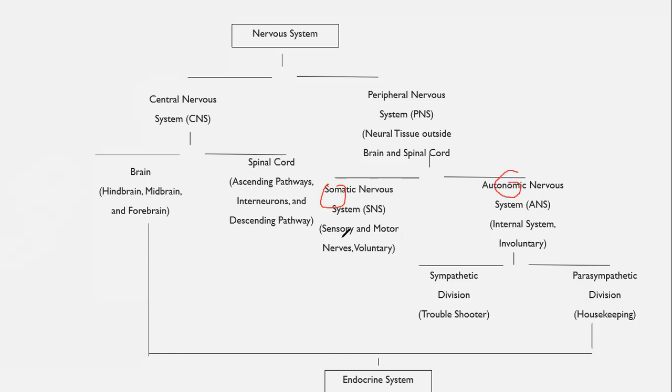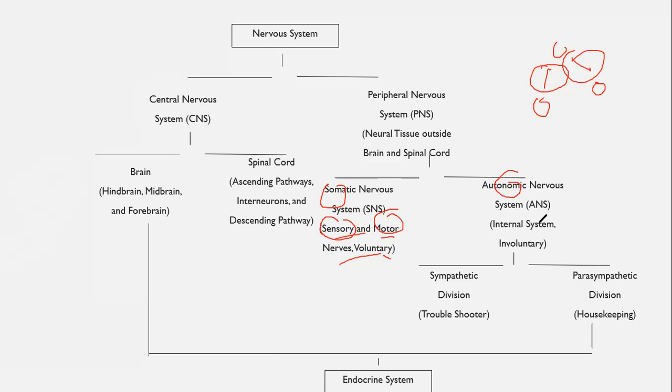So sensory and motor nerves and voluntary actions, all these will be involved in the somatic nervous system, which is controlled. And what are all there? Sensory and motor nerves. These will be included in the somatic nervous system. So sensory and motor nerves, central nervous system. But what is the system related here? That is the peripheral nervous system.